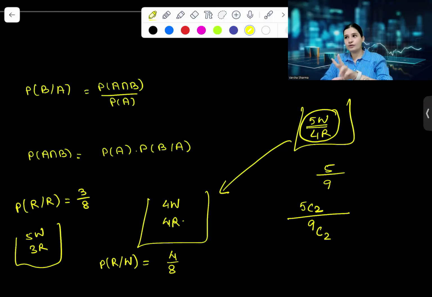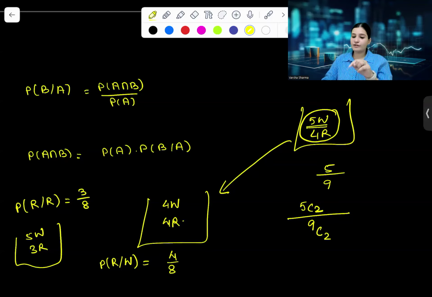When I'm talking about two events, I'll tell you what both the events are, and I'll ask you to find the probability of the second event. Again, whenever there are two events, there are three possibilities: conditional, total, or base. We have only studied conditional till now.